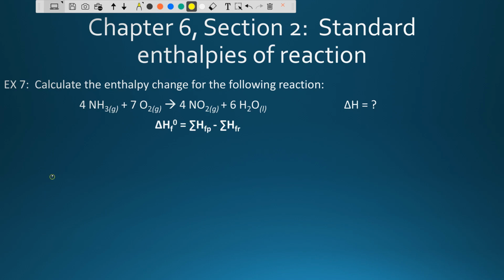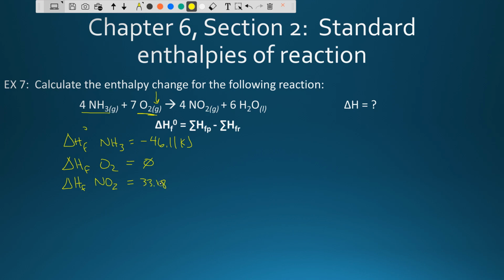So from this, I just take a look and I see, okay, we have delta H of my ammonia, that, if I look up, is a negative 46.11 kilojoules. Okay, there's my ammonia. If I look up my oxygen, well, remember, it's in its natural state. So the heat of formation for oxygen is going to be 0 because it's in its natural state. Now let's find my heat of formation for my nitrogen dioxide. Okay, that ends up being a 33.18 kilojoules.